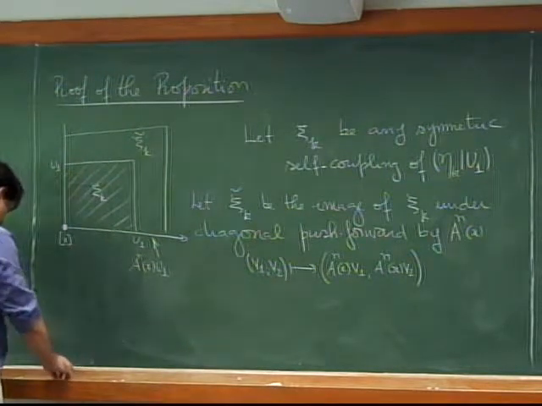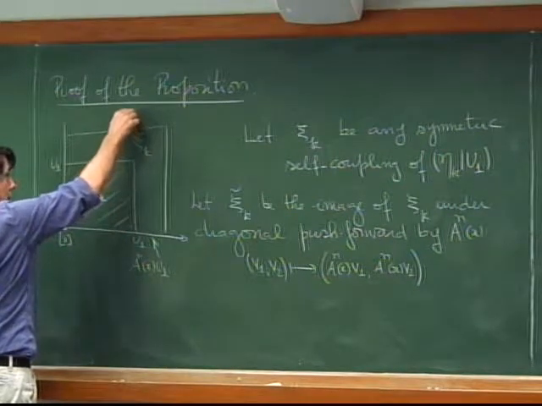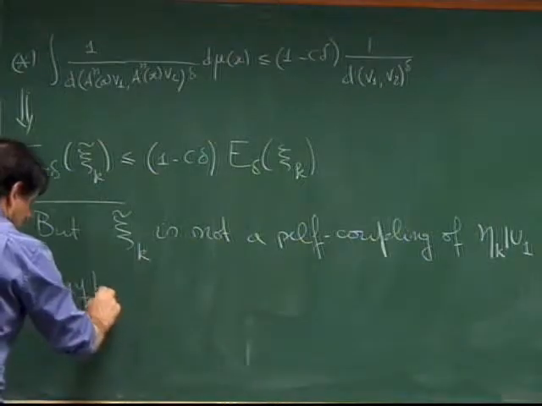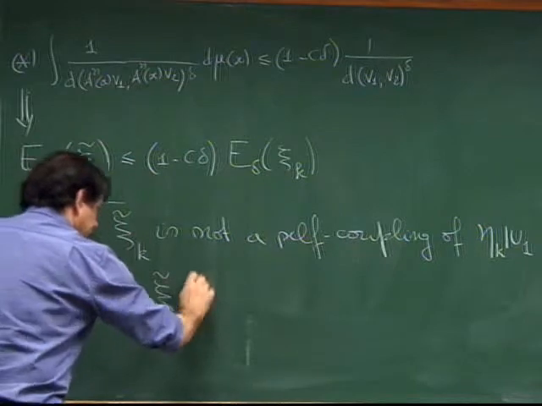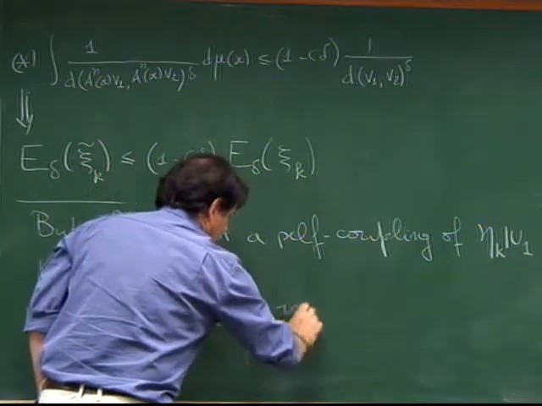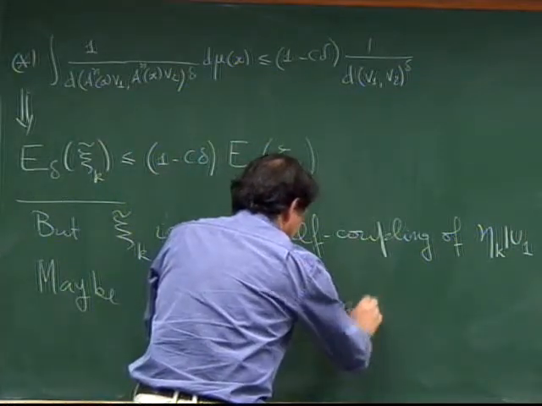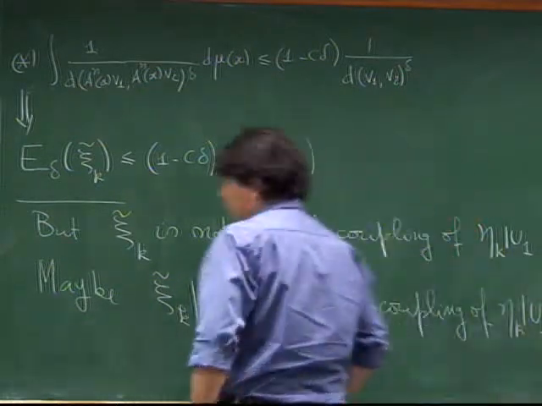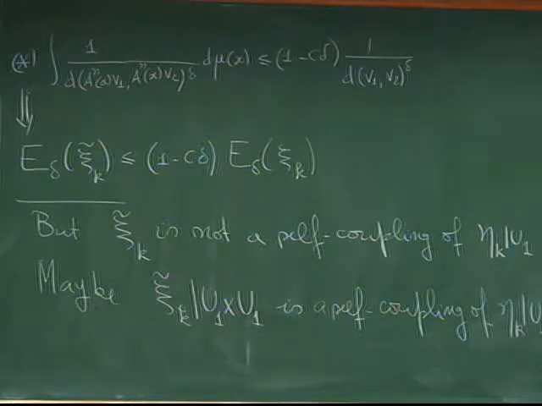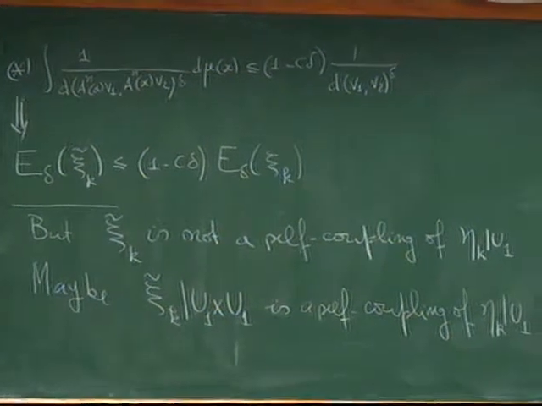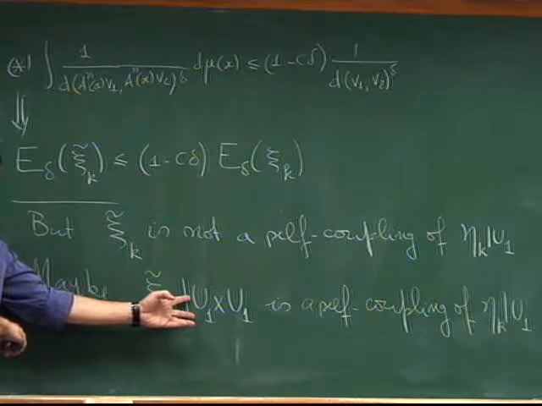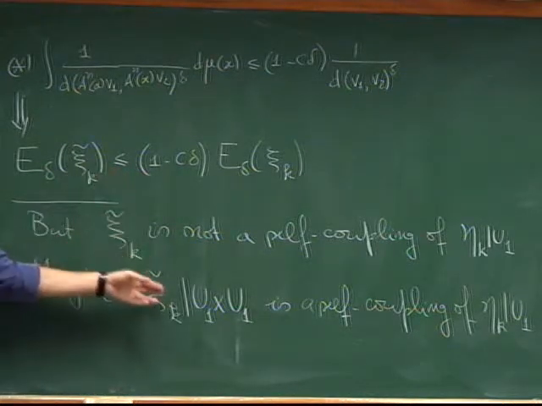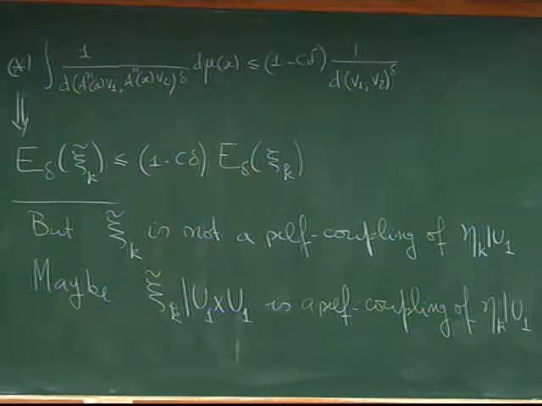So one thing that we could do is to restrict to this domain here, to this square. So maybe, who knows, we get lucky, maybe ck twiddle restricted to U1 times U1 is a self-coupling of eta k restricted to U1. That would be fantastic, because when you restrict C, the energy can only decrease. You are integrating in a smaller domain, the energy can only decrease, and so this inequality remains true for the restriction to U1 times U1. Well, but that's not true.